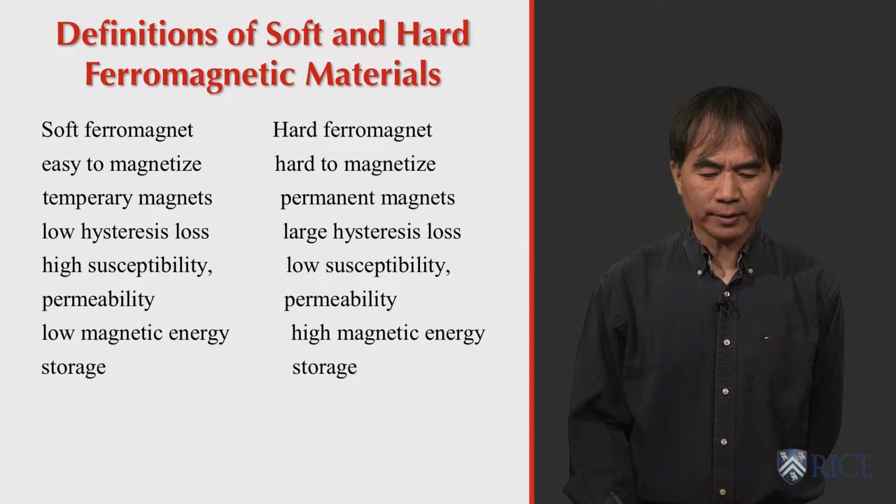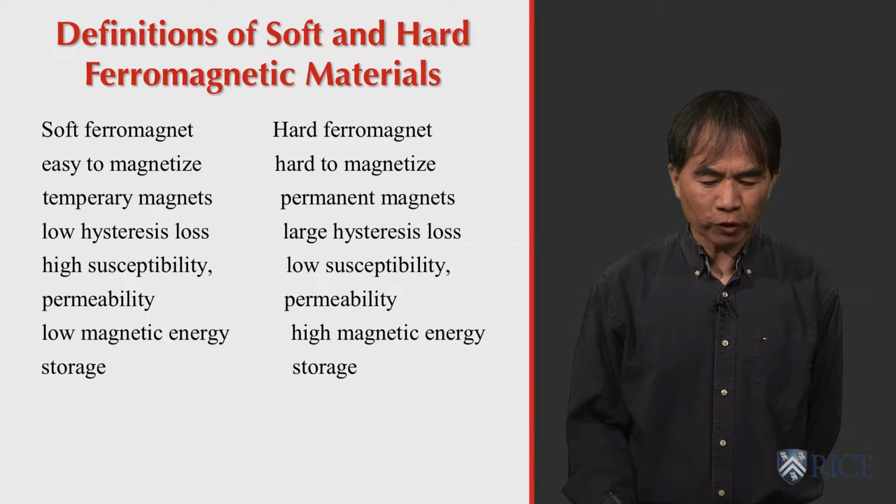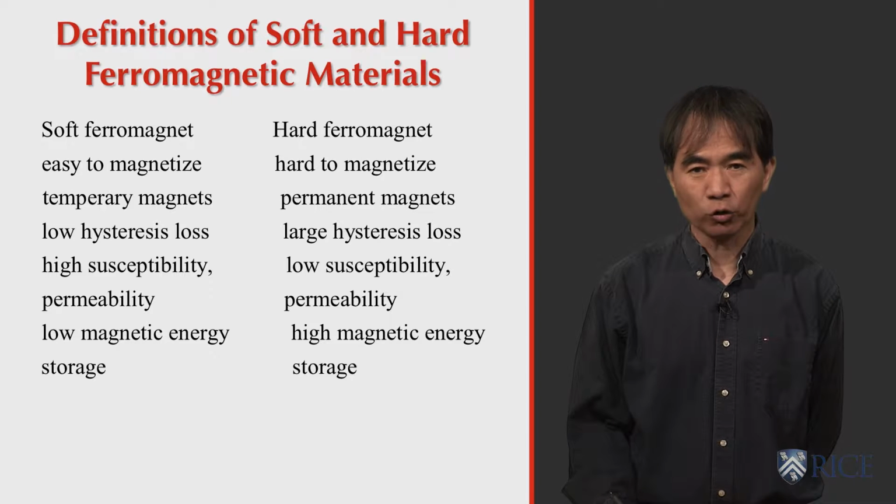A soft ferromagnet is very easy to magnetize. As we discussed earlier, if you put a magnetic field on a soft ferromagnet, it will immediately magnetize. And then as soon as you turn off the magnetic field, the system will become random again. So it's easy to magnetize, and it's essentially a temporary magnet, and has a low hysteresis loss, a high susceptibility and permeability, and low magnetic energy storage.